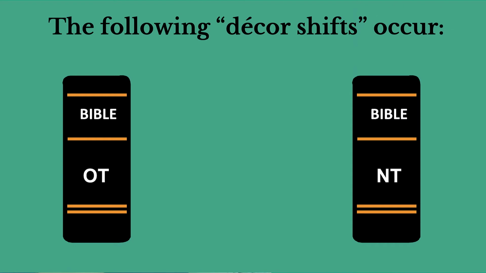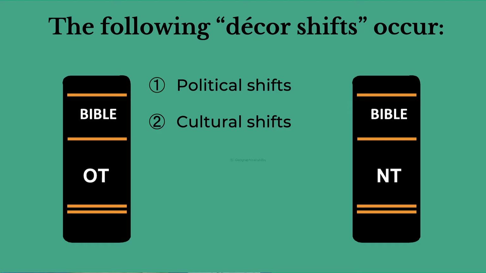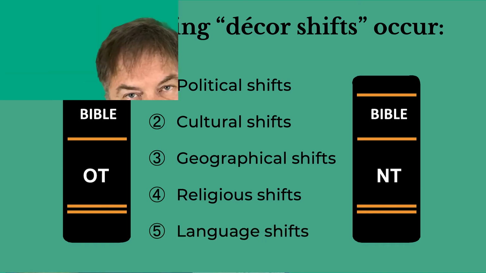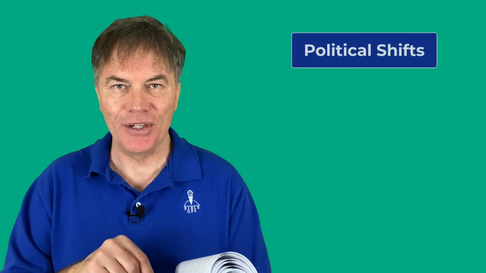And when Jesus was born, the gospel could spread so fast because God made many decor shifts during the 400 silent years. So there are major decor shifts that happen. I have 5 there. Number 1 is political shifts. Number 2, cultural shifts. Number 3, geographical shifts. Then religious shifts. And number 5, language shifts. So let us focus on the first one, which is the political shifts.